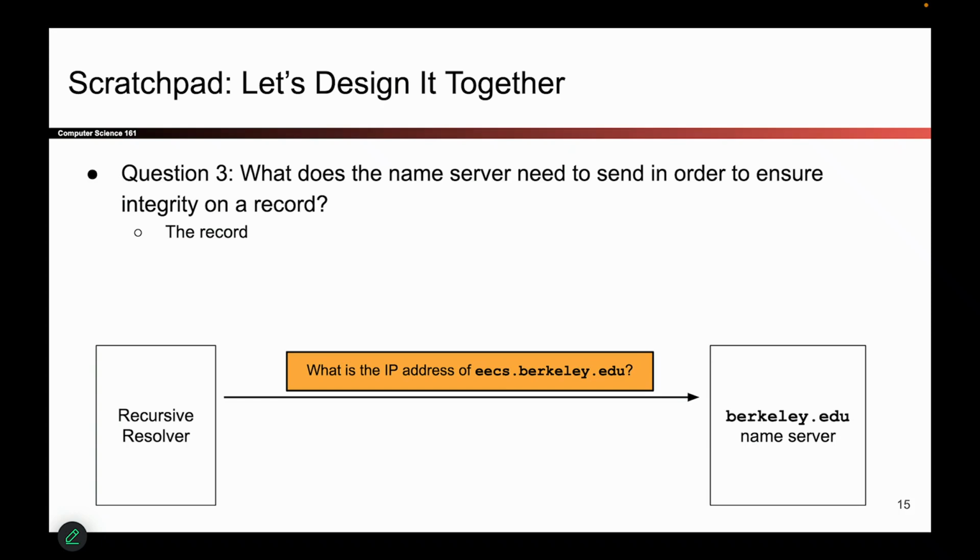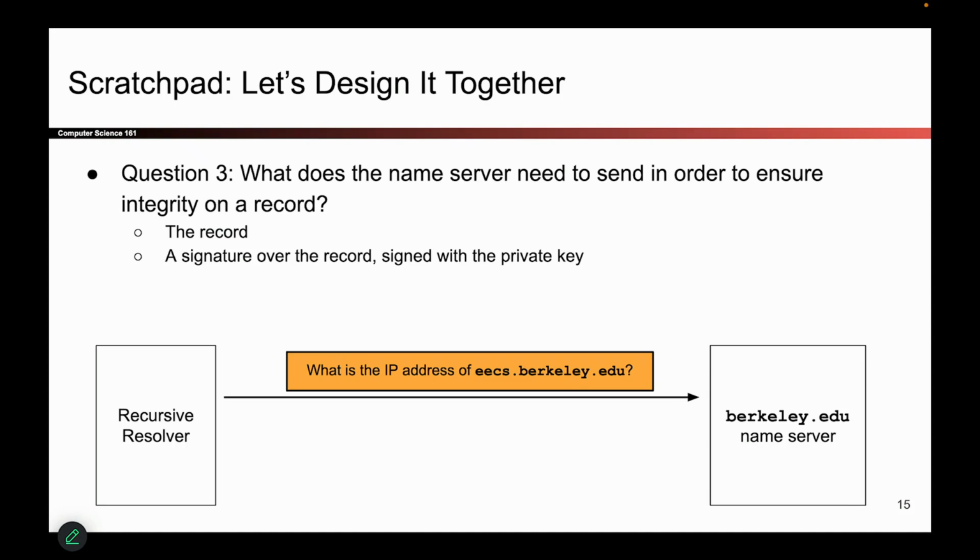What else do we need? Well, we just said that when a name server sends a record, they will use their private key to sign the record so that we know it came from them and nobody can tamper with it. So in addition to the record, you'll also send a signature over the record. That's 2 things. But there's actually a 3rd thing we need too.